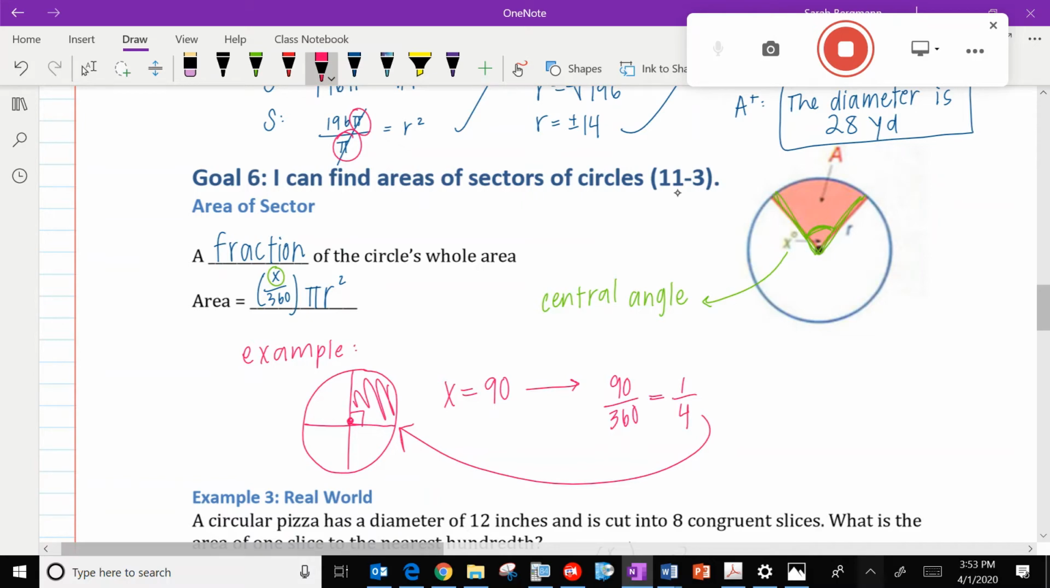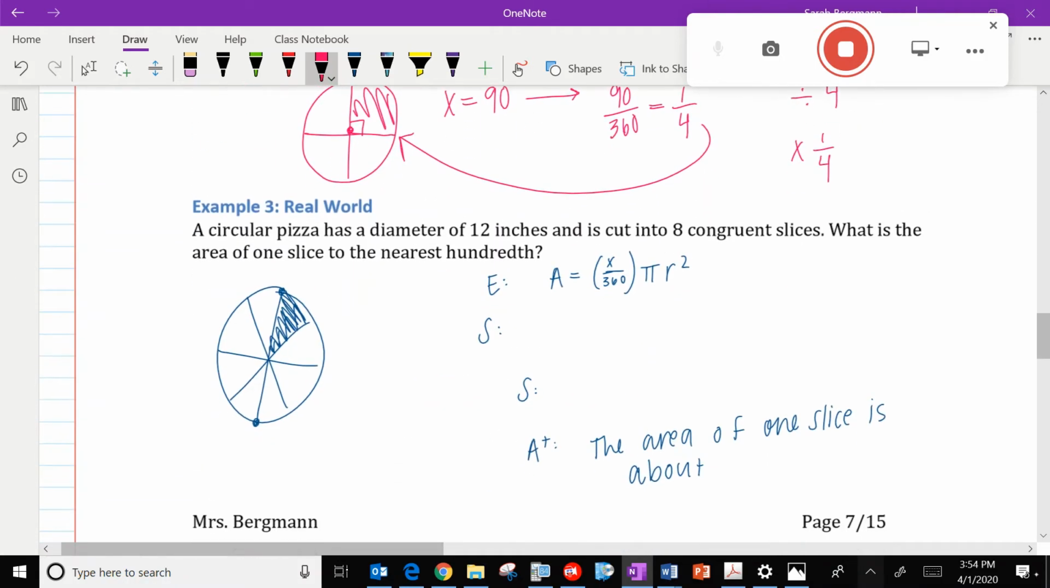If you're not even given the central angle measure, if you know the fraction of the circle, that's enough to solve for the area of this sector. Think about it. If you wanted to find the area of this shaded piece, couldn't you just take the area of the whole circle and divide it by 4? Dividing by 4 is the same thing as multiplying by 1/4.